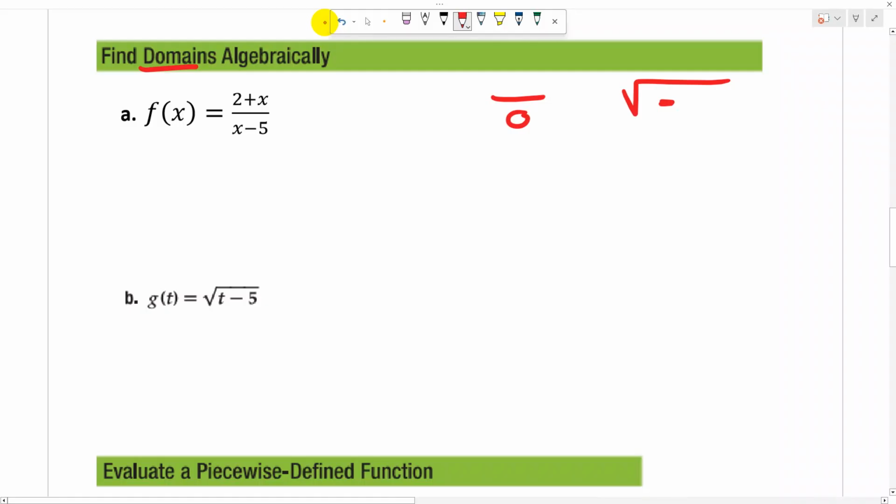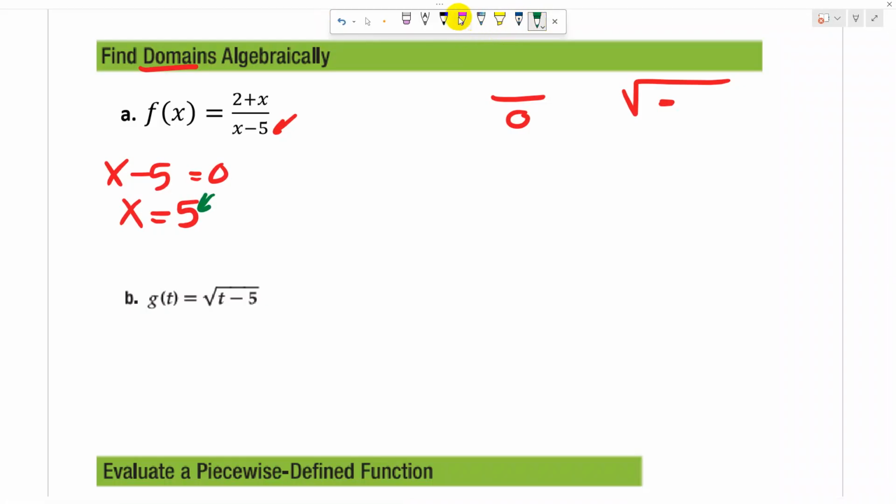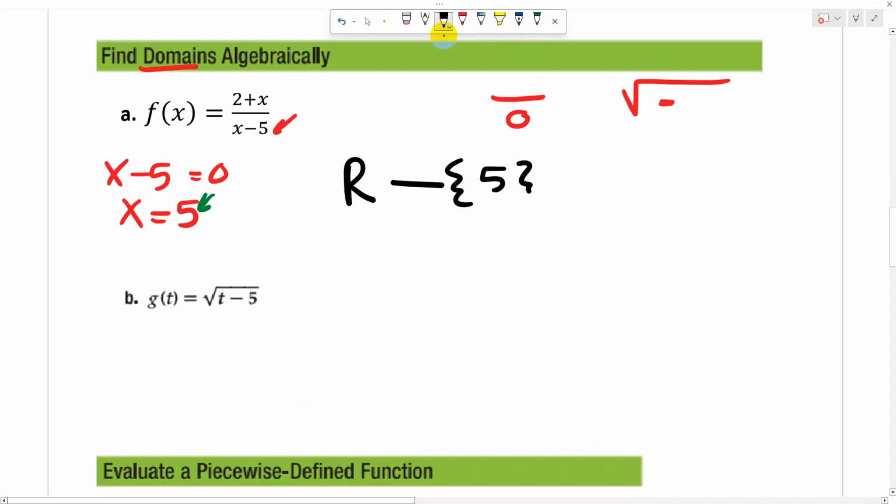So to write the domain, I can say I need any number, but I don't want this denominator to be 0. So let's figure out which number makes it 0. So we'll make x minus 5 equal to 0, plus 5 plus 5, so x is equal to 5. So you can replace x with any number except this one, because this one will make your denominator 0 and we don't want this. So we can say it's all numbers except 5, and this is your domain, this is your answer.